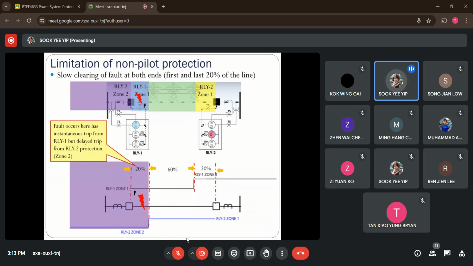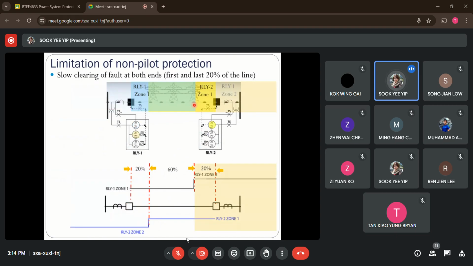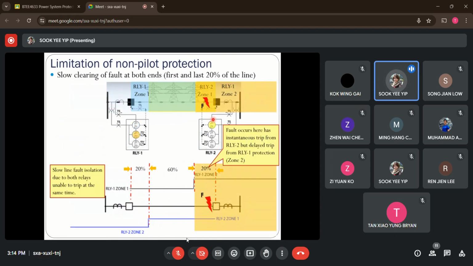So which means that relay 2 at the right hand side, yes, it detects this fault, but it will only send the tripping command to these breakers here after a delay of 20 cycles. So now we can't have fast clearing of this fault for the beginning 20% of the transmission line. All right, so the same goes if I have a fault that occurs at the end of the line here as well.